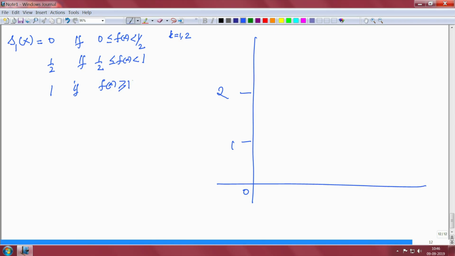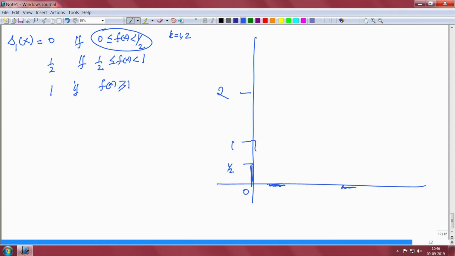So what we are doing is looking at the range of f and decomposing it. We go from 0 to half. If f falls here, then we take 0. If f falls here, then we take half, and if f is greater than 1, we take 1. The set where f is between 0 and half would be the inverse image of this set, so that could be some set here, some set here, some set here. There my simple function is 0.